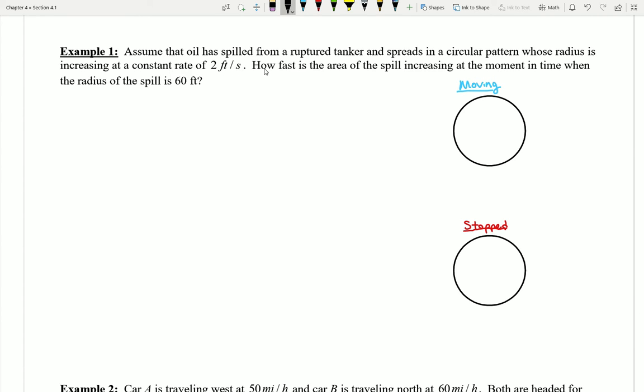The question that we're going to have here is how fast is the area of the spill actually increasing, right? How quickly, or how much extra area maybe, are we covering per second? But specifically at the moment in time when the radius of the spill is 60 feet.